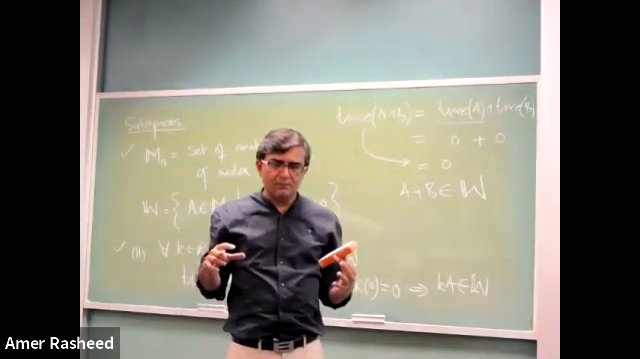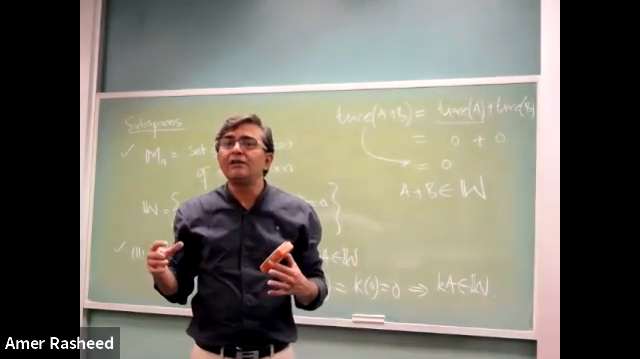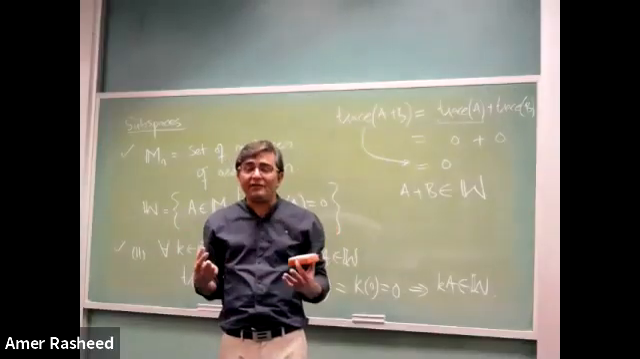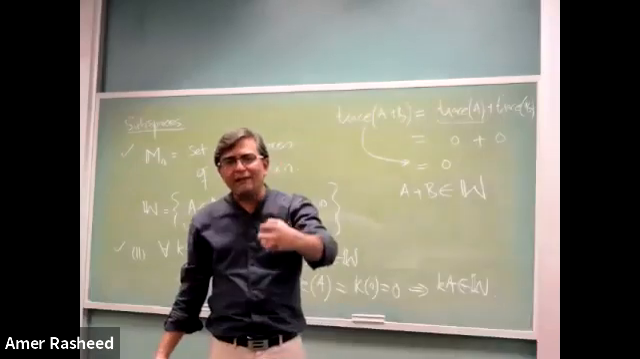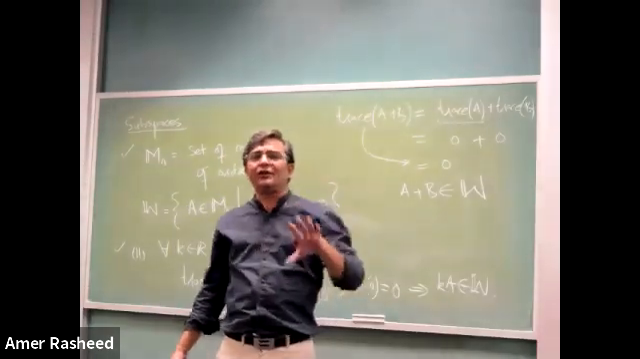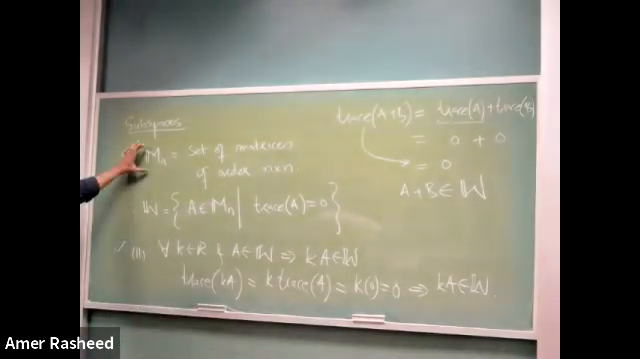How many matrices would there be? There would be infinitely many. Mn contains infinitely many matrices of order n. Okay, from it we have chosen some elements, which are again infinitely many, whose trace is 0. Now, do you agree this W is a subset of Mn?